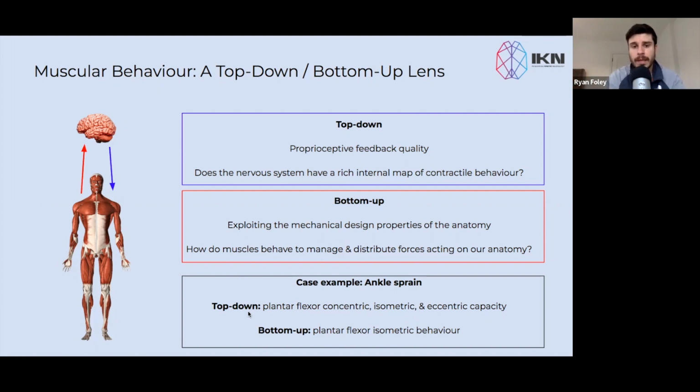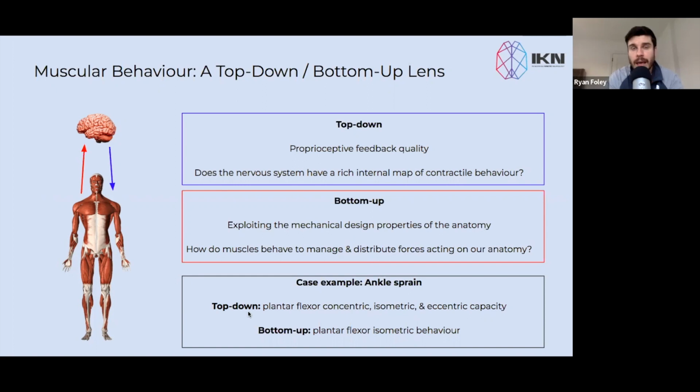Okay. So what you can see here with the top-down approach, the focus is on the quality of the proprioceptive feedback, the sensory information, because ultimately the brain lives in a very dark cave. It has no access to the anatomy or to the external environment. It needs sensory information to generate what many papers call an internal model or an internal representation of our anatomy.